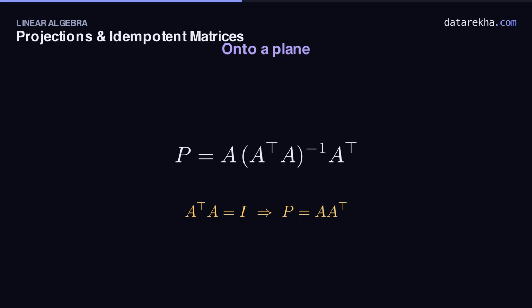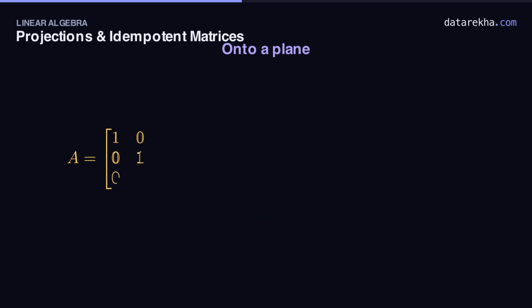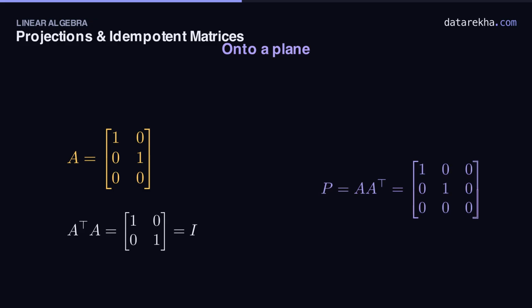Let's do exactly that case. In 3 dimensions, let the plane be the floor, the xy plane, spanned by the first 2 coordinate directions. Stack them as columns of A. Their dot products give A transpose A equals the identity, so the columns are orthonormal. So P is simply A times A transpose. Keep the x and y coordinates, and wipe the z coordinate to 0. A projection onto the floor written as a matrix.